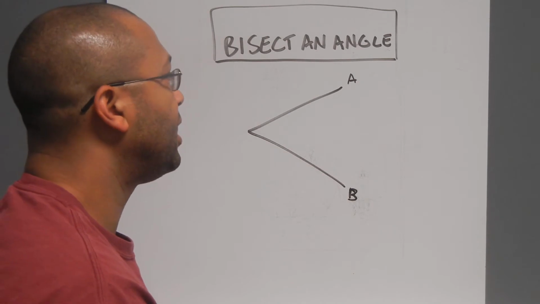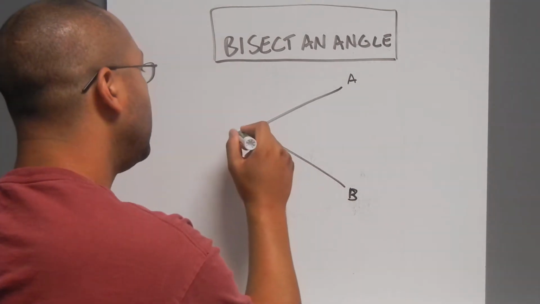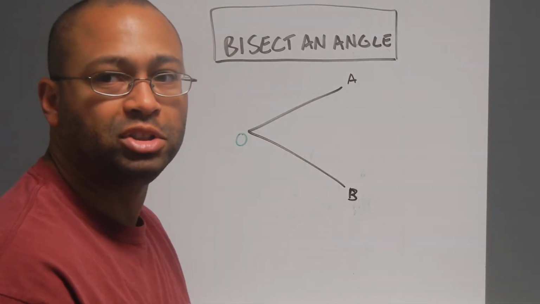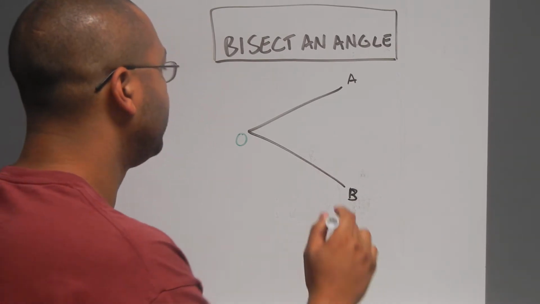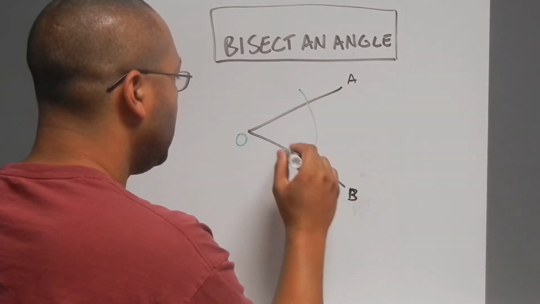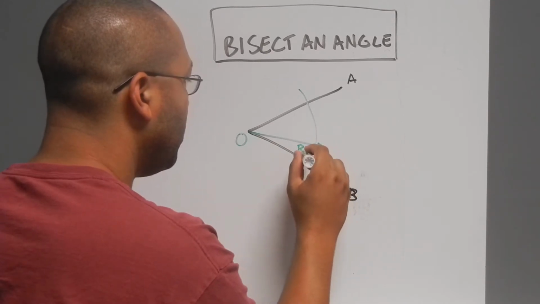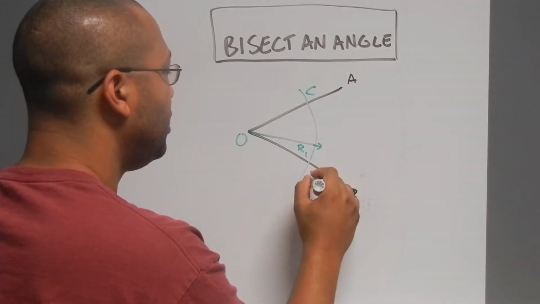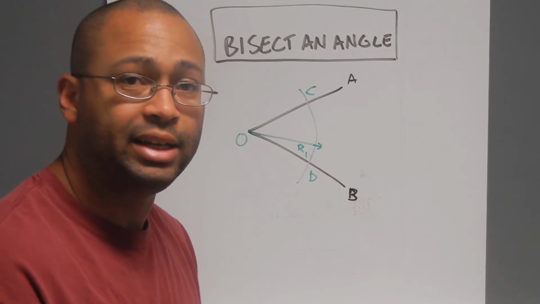Here we have trying to bisect an angle. Let me give a point O right here. I'm just going to make one simple arc. It doesn't matter about being greater than half, just make an arc right now, and we'll say it has radius 1 for right now. And it created point C and point D. So now I've got arc CD.